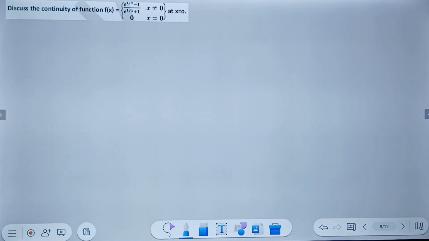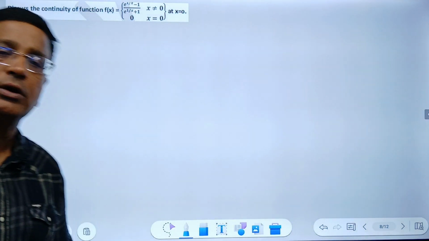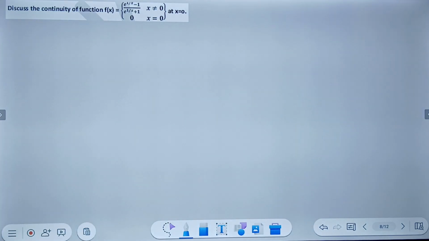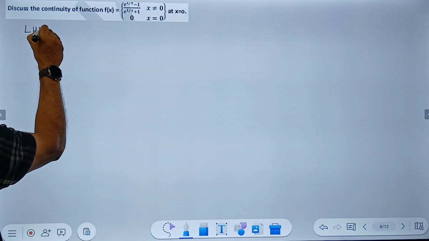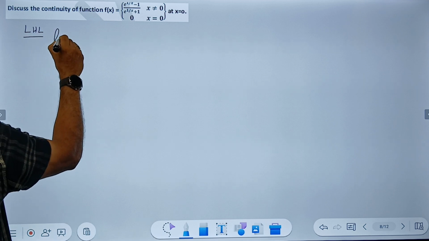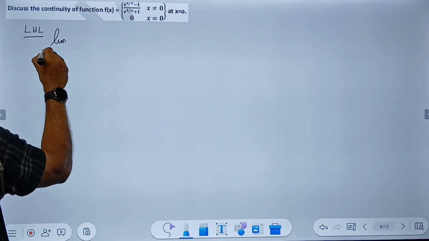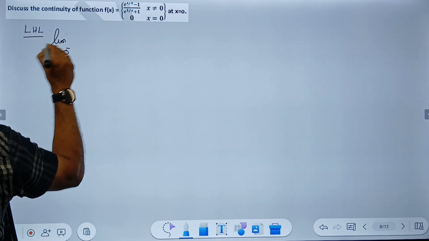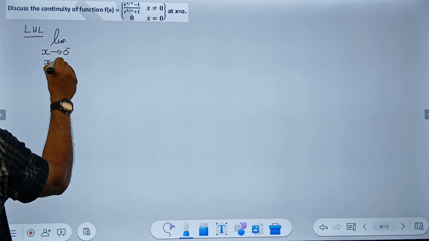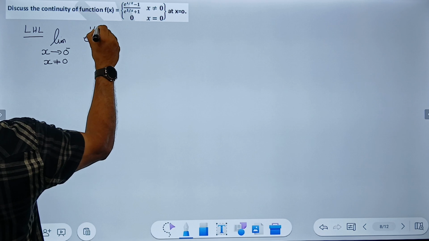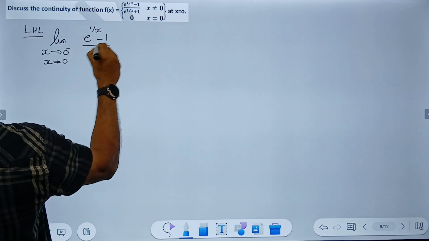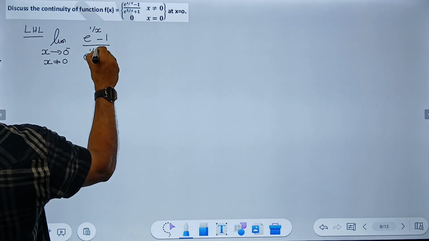This is a very, very, very important question: e power 1 by x. When it is e power 1 by x, or 2 power 1 by x, or a power 1 by x, we use LHL and RHL. So let's see. Left hand limit, watch this carefully. This is limit x approaches 0 minus. 0 minus means x is definitely not equal to 0. So it is (e power 1 by x minus 1) divided by (e power 1 by x plus 1).